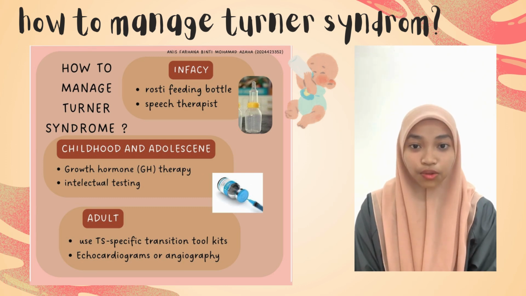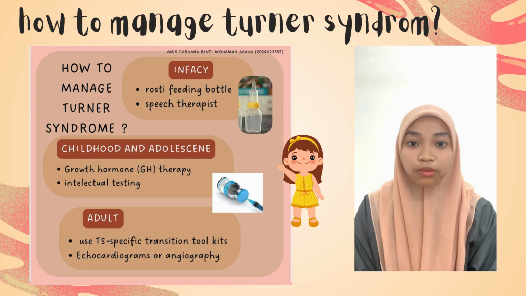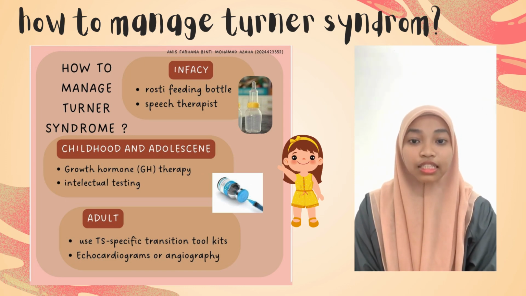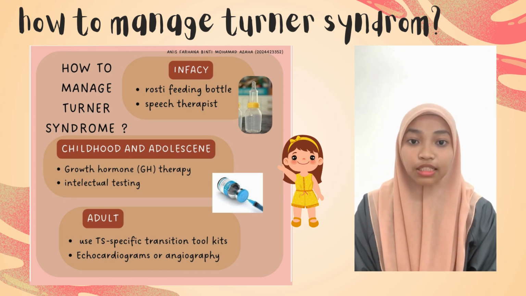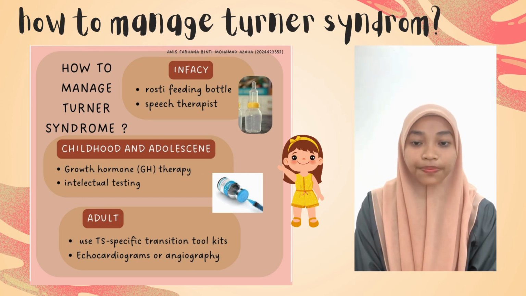As the children grow, one key treatment is growth hormone therapy, which helps with achieving a healthier height since short stature is common in Turner syndrome. Along with that, intellectual testing plays a vital role. It helps identify learning difficulties early so they can get the support they need in school and beyond.